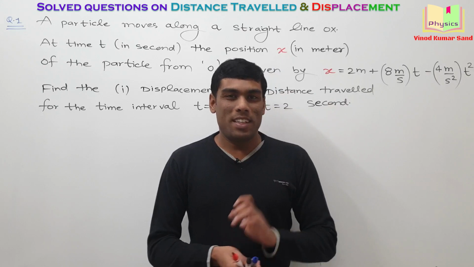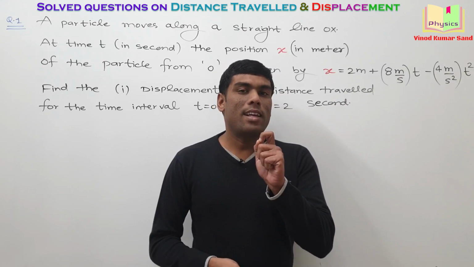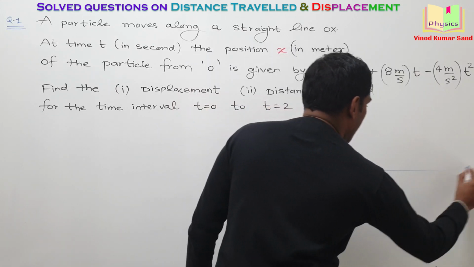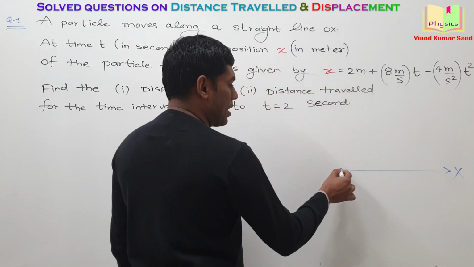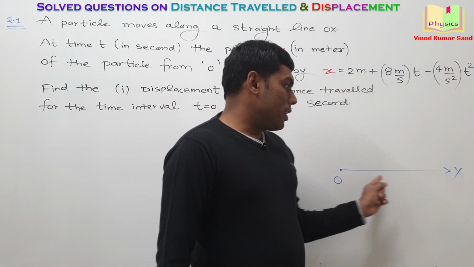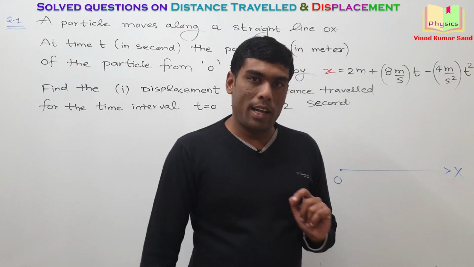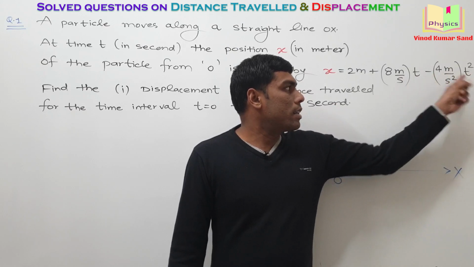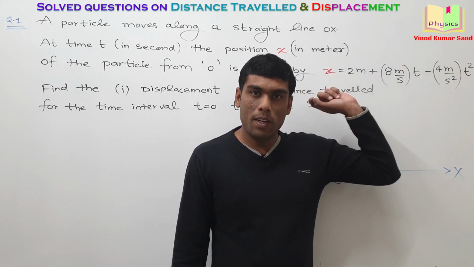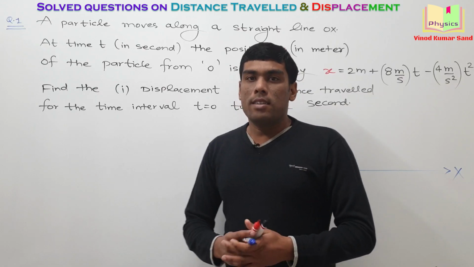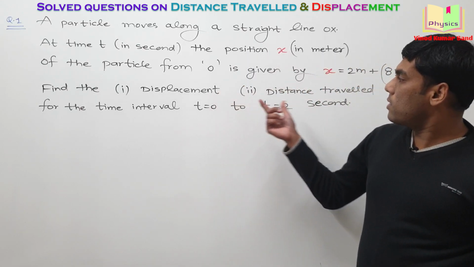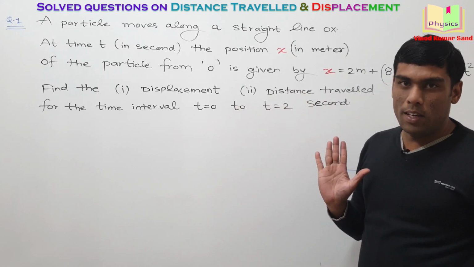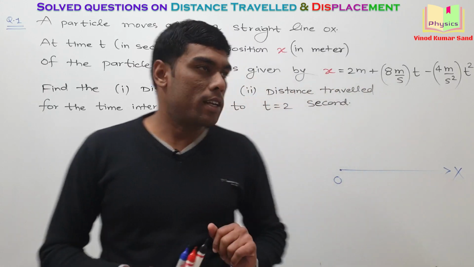Here is the first question. It's a simple one. A particle is moving along a straight line OX. So I'm making that straight line here for your reference. This is X and this is, let's say, O. Particle can move only along this straight line. The position of the particle at any moment of time is given by this function. Then we need to find the displacement as well as the distance traveled for the time interval 0 to 2 seconds. Okay. You can pause and you can give it a try.